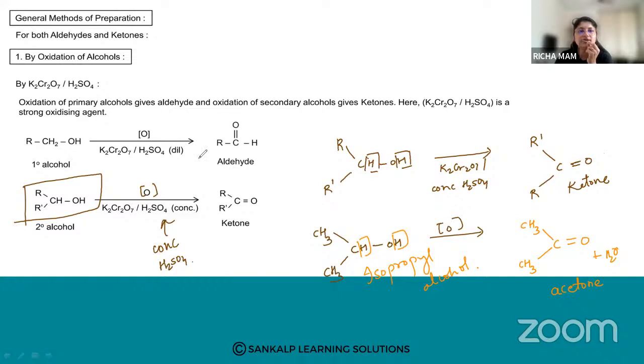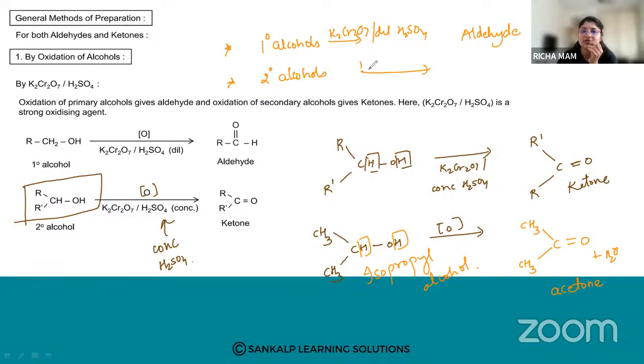By controlling the oxidation with this reagent, we get aldehydes and ketones. So remember: primary alcohols, when treated with K2Cr2O7 in the presence of dilute H2SO4, give an aldehyde. Please make a note. And secondly, when secondary alcohols are treated with K2Cr2O7 in the presence of concentrated H2SO4, we get ketones. Is it clear?